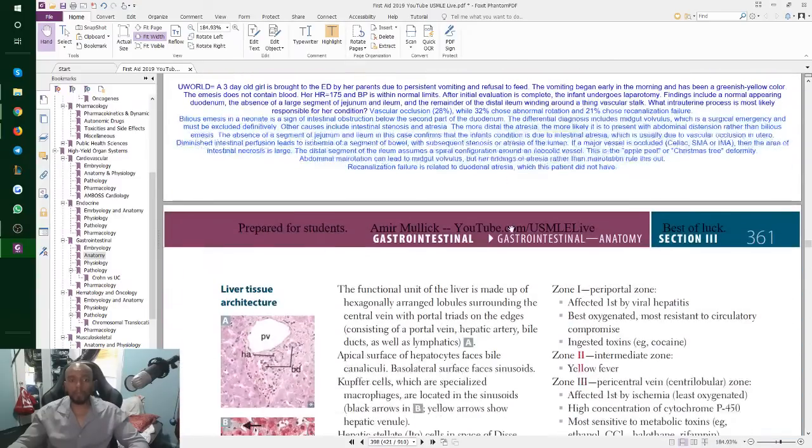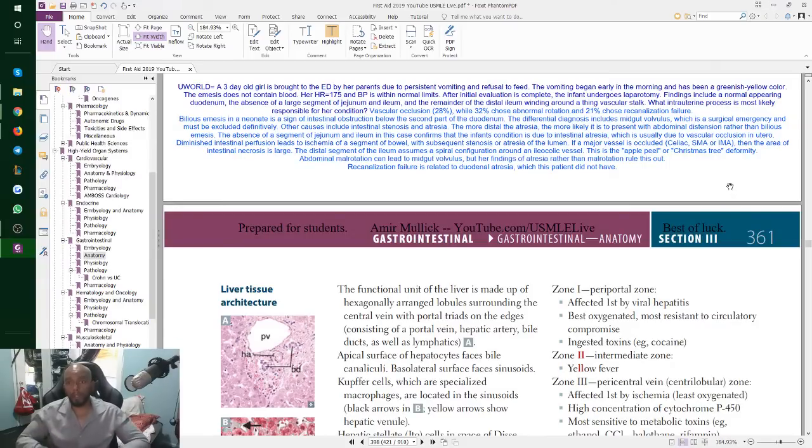At the bottom, we have one more question before we break into liver tissue architecture. So this question is actually going to be a pretty nice revision of things we've seen already when we started gastrointestinal in the beginning. So a 3-day-old girl is brought to the emergency department by her parents due to persistent vomiting and refusal to feed. Right, so you have a 3-day-old girl. So this is pretty much a baby that just took birth.